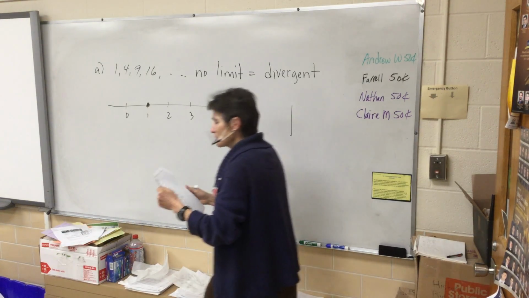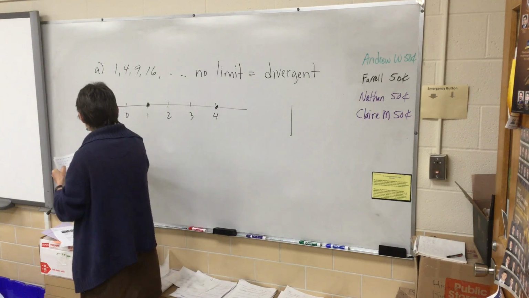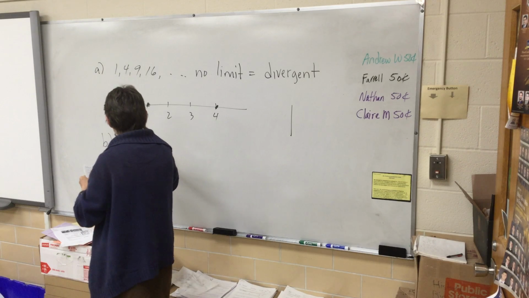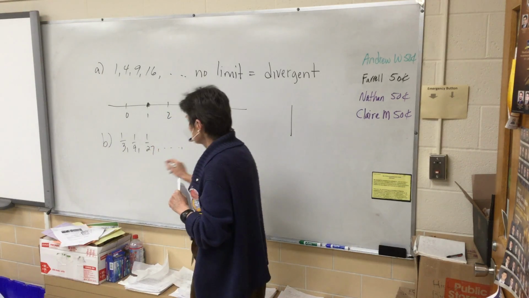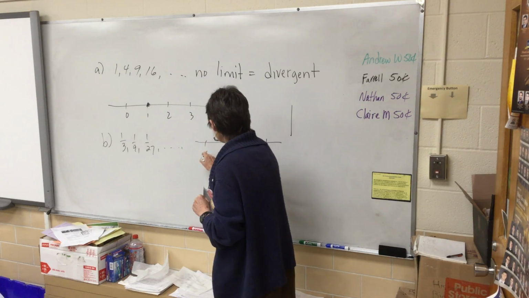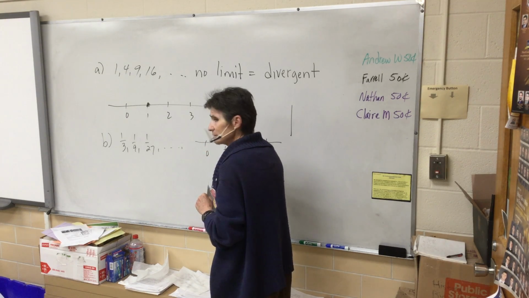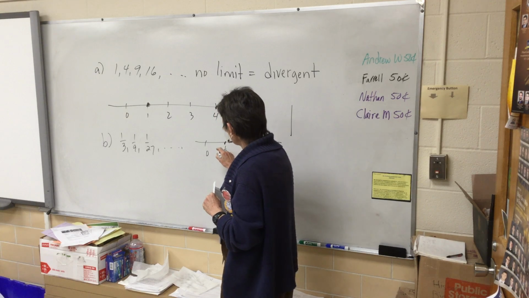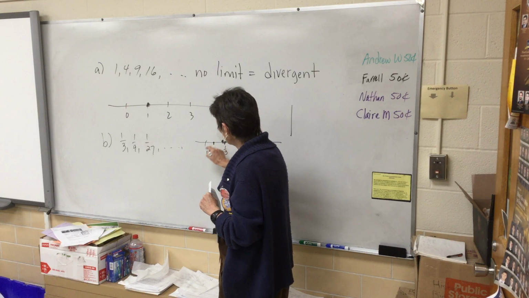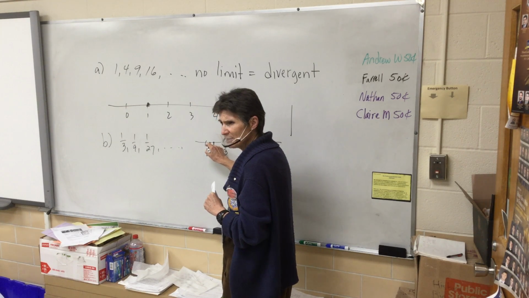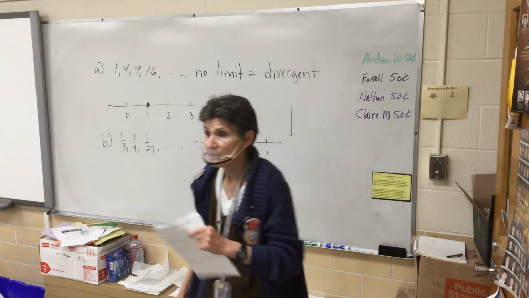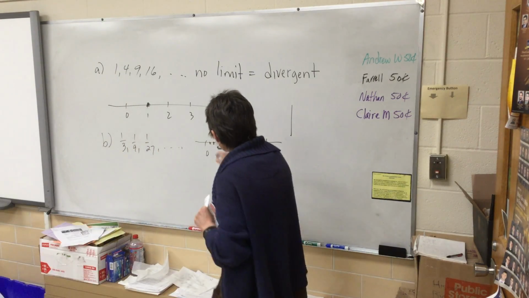Now, look at the next one, though. What's happening to the next one? Think about these fractions. Okay, so here's 1, here's 0. Here would be 1/3. And wouldn't 1/9 be like here? And wouldn't 1/27 be like here? What's happening to those? They're getting closer to 0.